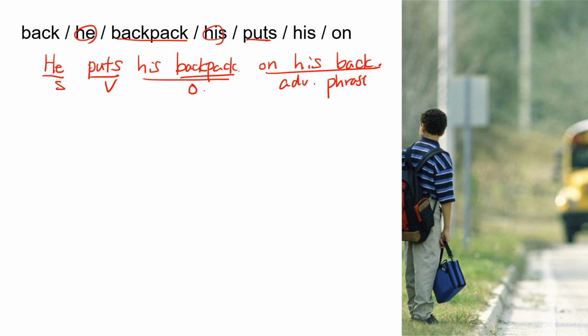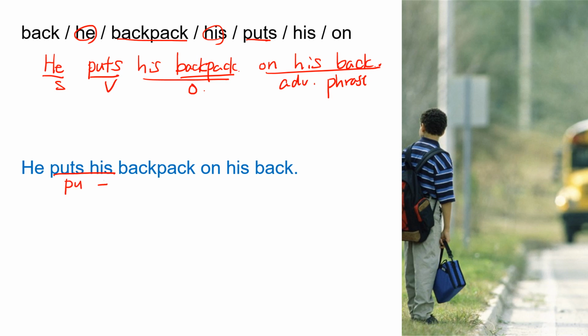Okay? So he put his backpack on his back. He put his. Again, same thing. Put cheese. He put his backpack on his. On. H is silent. On his. He put his backpack on his back.